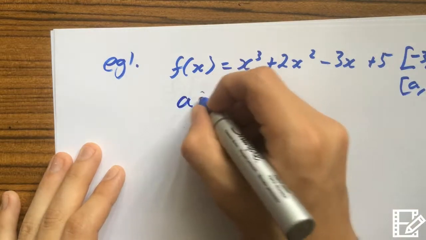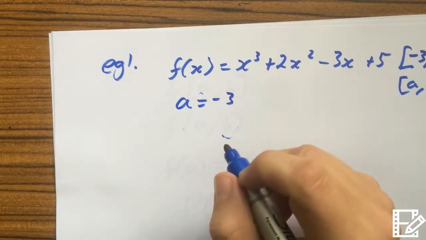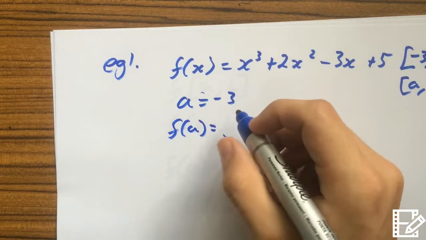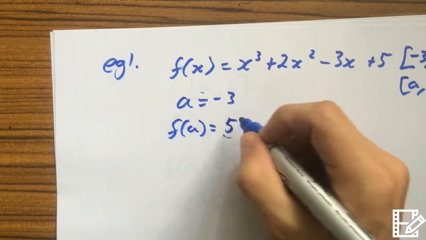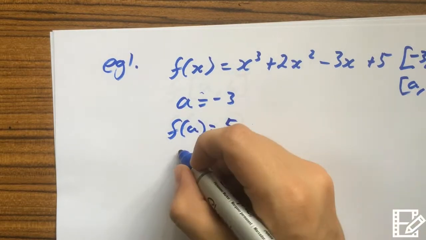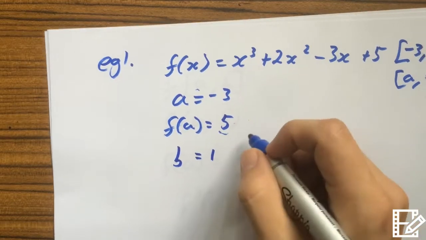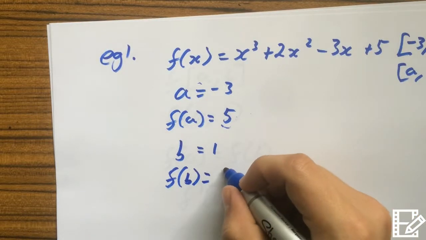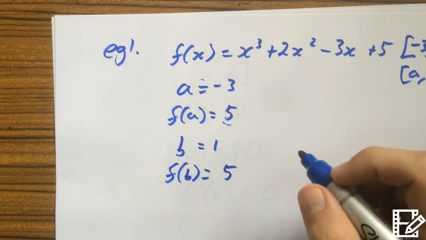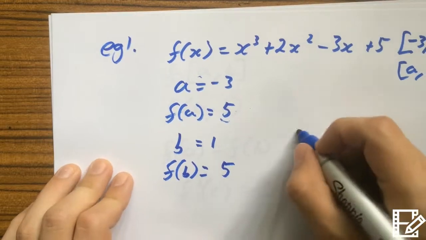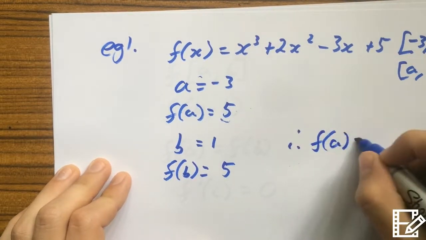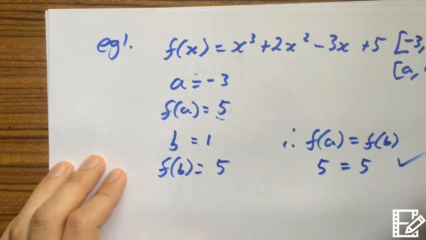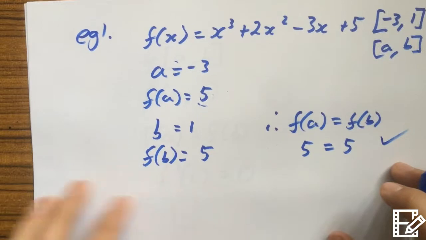So a is -3. If we sub -3, or a, into the function, it spits out 5. And b is 1. And when we sub that into the function, we get 5. Which therefore means that f of a equals f of b. 5 equals 5. Tick.